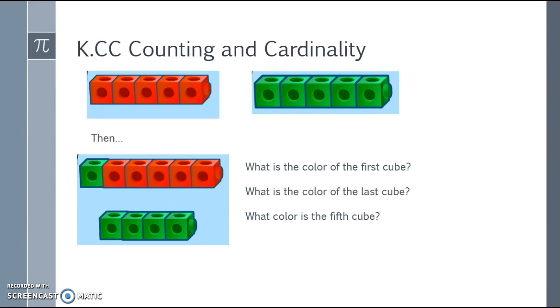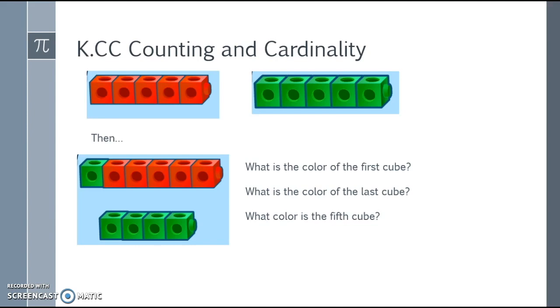We can also talk about position. So when I look at the red cubes starting on the left, we have first, second, third, fourth, fifth. And we can do the same with the green cubes. First, second, third, fourth, and fifth. Then what if I take one of my green, unclip it, and clip it to the bottom of my red train? I can ask questions like, what is the color of the first cube? Well, the first cube, when I count first, second, third, etc., is green.